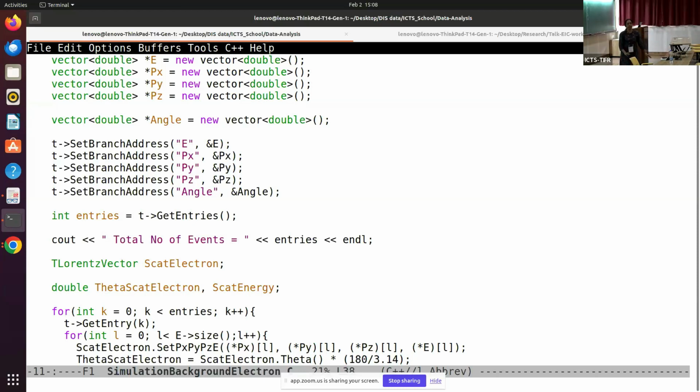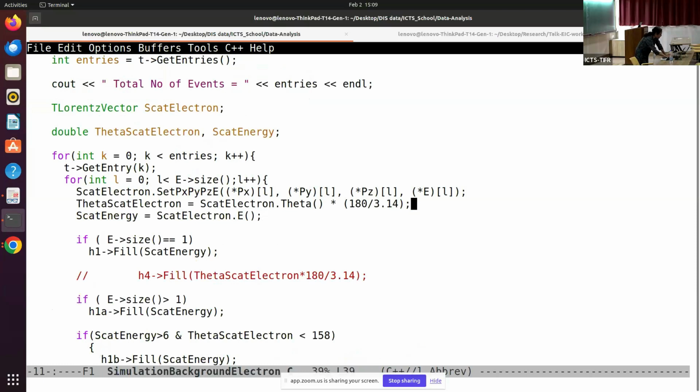What does it mean? ROOT is basically a data analysis framework. Everything is ready: you put in your input and do the analysis. TLorentzVector will take care of all the Lorentz vector addition, subtraction, multiplication, whatever you do. That framework is ready; you give your input. You can see I have given px, py, pz and E from my ROOT file, so I have fed this input information to that framework.